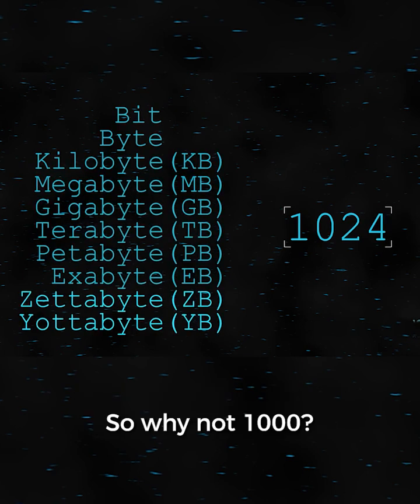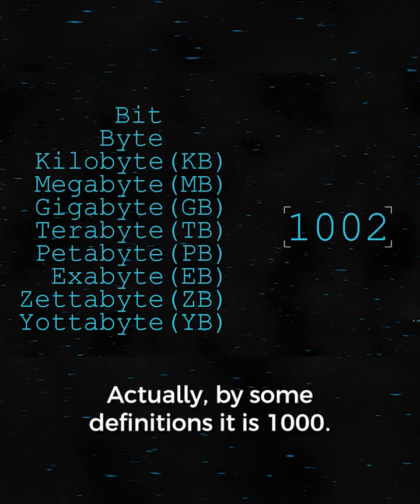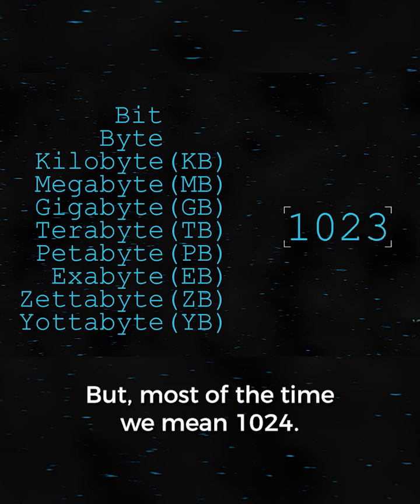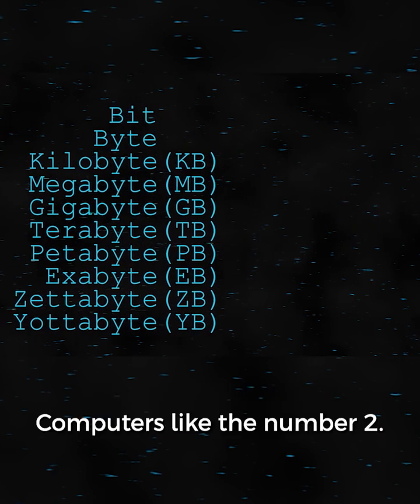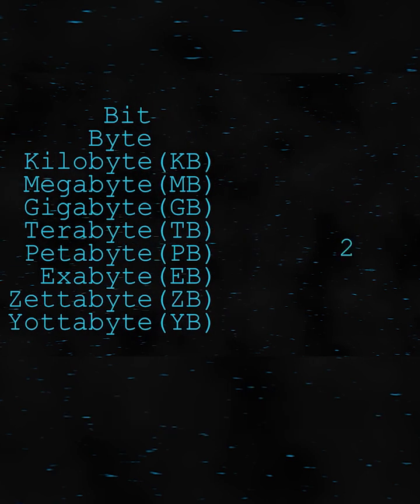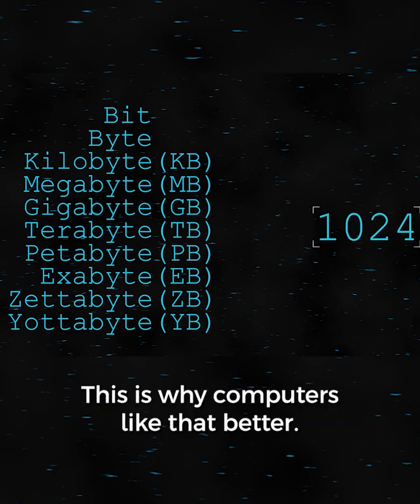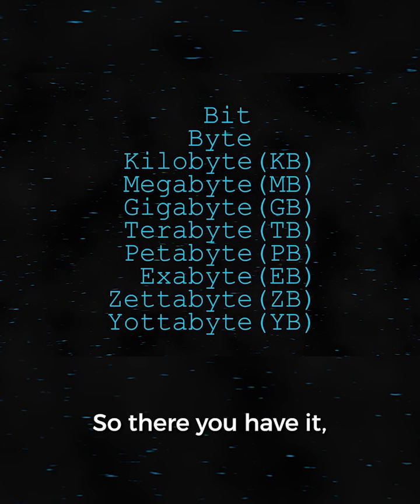So why not 1000? Actually, by some definitions it is 1000. But most of the time we mean 1024. Computers like the number 2. If you multiply 2 by itself 10 times, you get 1024. This is why computers like that better. So there you have it. Next time you hear one of these words, you'll know what it means.